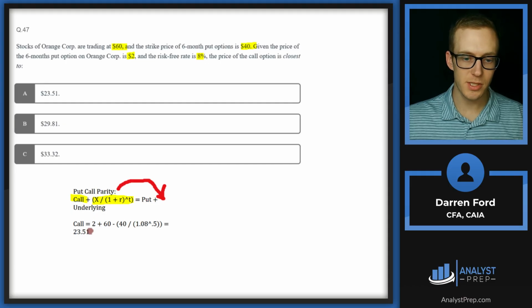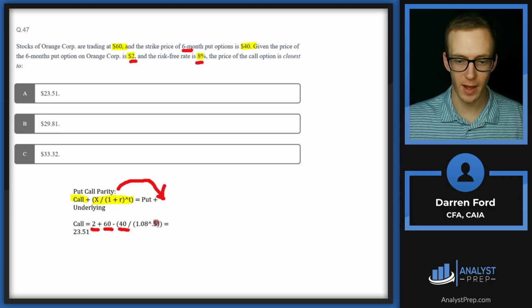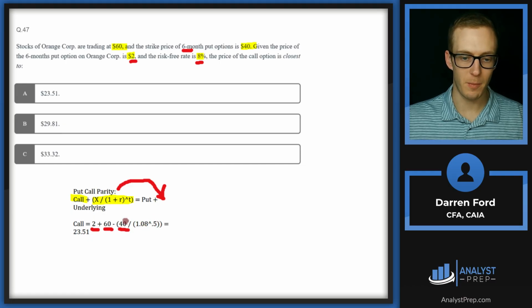So we're going to have the put plus the underlying first. Our put is $2, given right here, and then adding to that the underlying, which is the current price of Orange Corp, $60. And then from there, since we moved this variable over to the other side, we're going to subtract 40, which is our strike price. And then 40 is discounted back at 8% for 6 months, so 1.08 raised to the 0.5. When we work through that math, we get 23.51, which is going to be answer A.